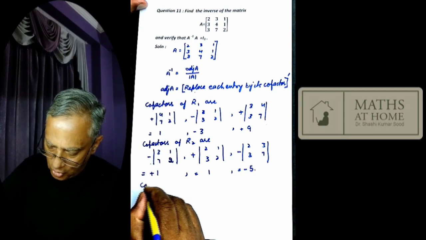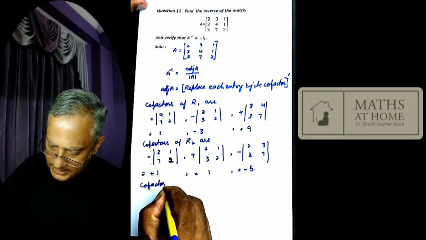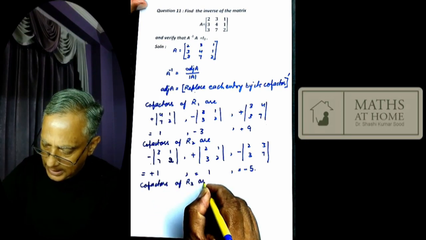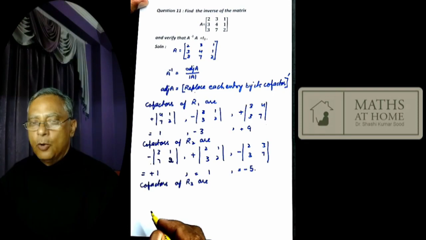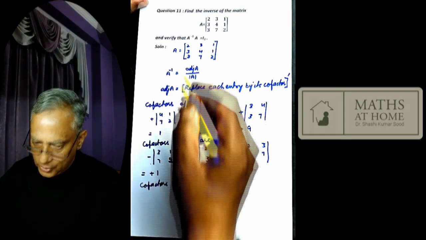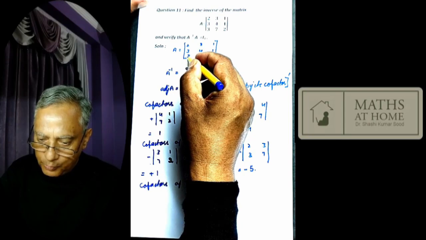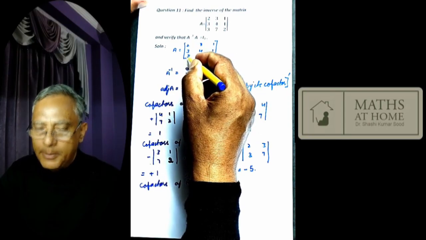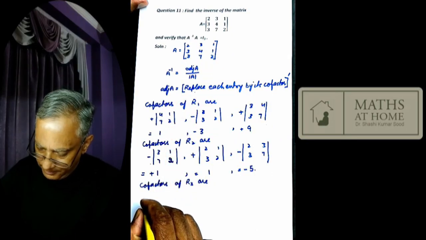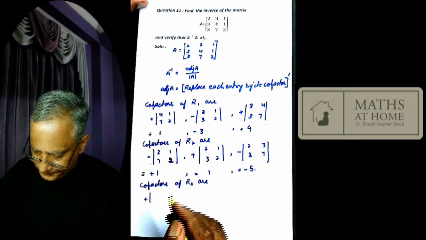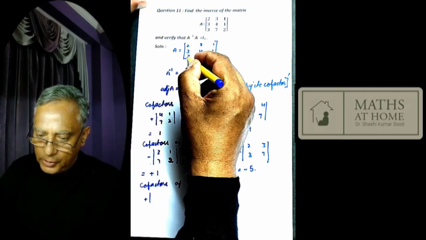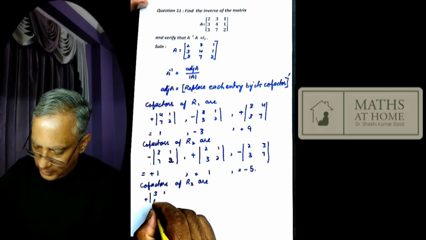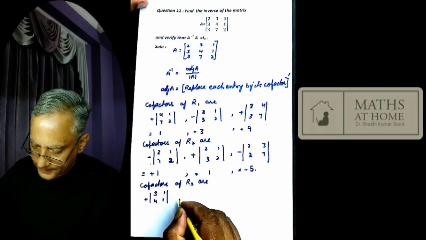And now we find the cofactors of R3. So R3, this. So place of this entry is third row and first column. 3 plus 1 is 4, even. So this will be plus, and this is gone, this is gone. 3, 1, 4, 1.